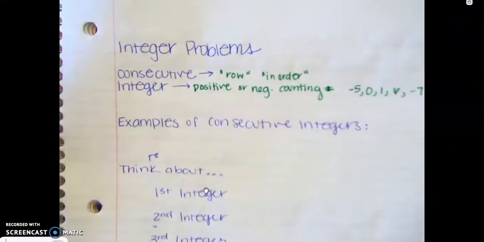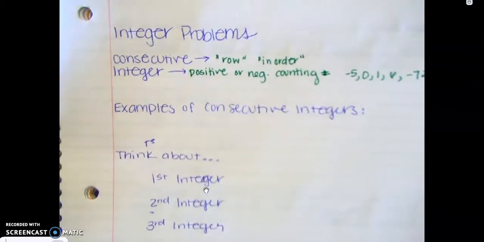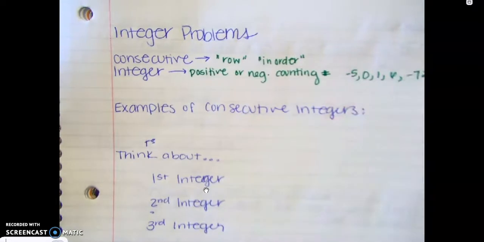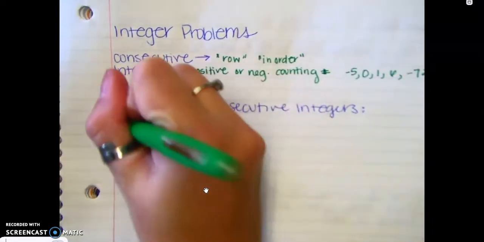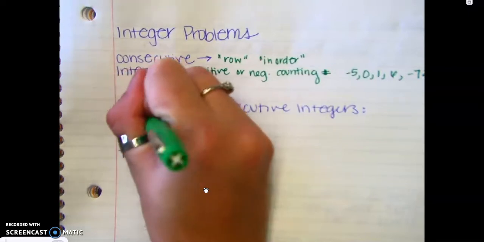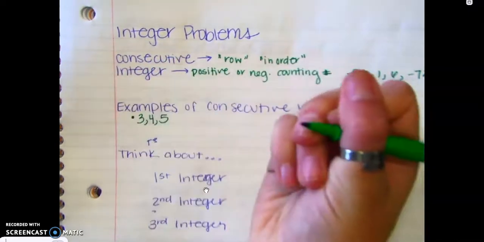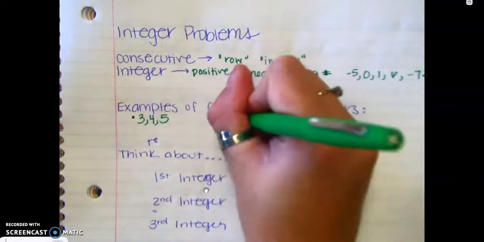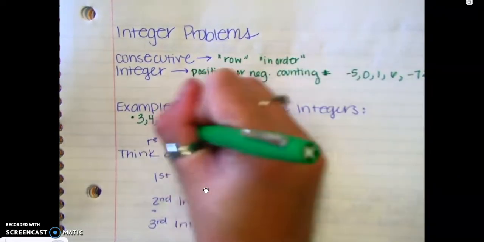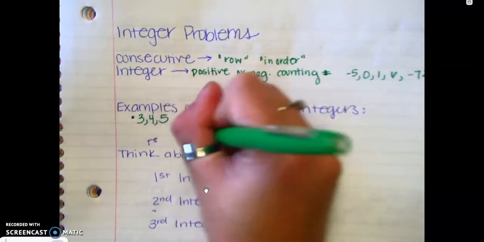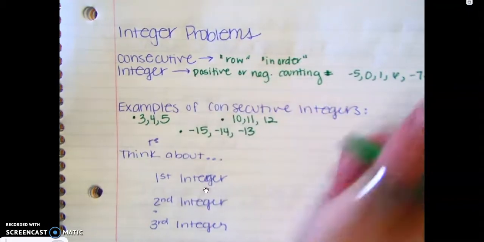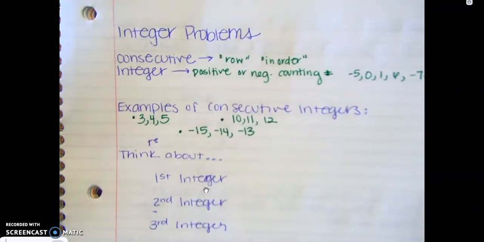If we put those two words together, we look at consecutive integers. That is integers in a row. An example might be 3, 4, 5. You might have 10, 11, 12. If you have negative numbers, you might have -15, -14, -13. So, just numbers that are in a row.